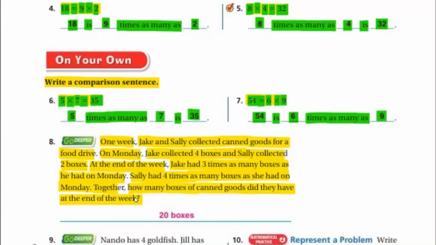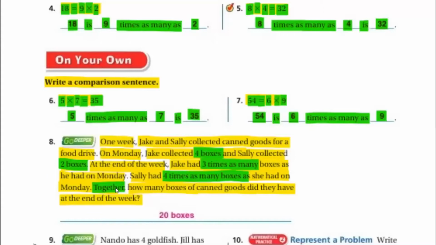Okay, let's see here. Okay, circle this with me. Jack collected 4 boxes, right? And Sally collected 2 boxes. This was on Monday, right? This was on Monday. So after that, at the end of the week, Jack had 3 times as many as he had on Monday, okay? And Sally had 4 times as many as she had on Monday. He asked me to get the total amount of boxes they have together. Together means addition. Okay, let's see how can we solve this problem.